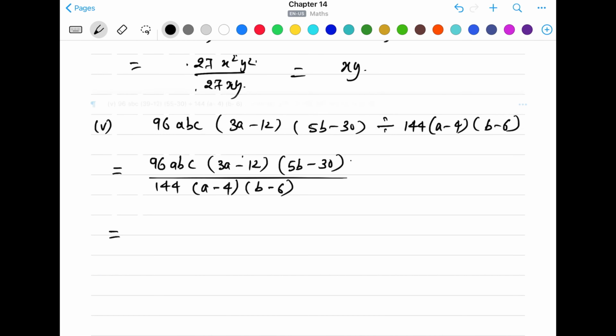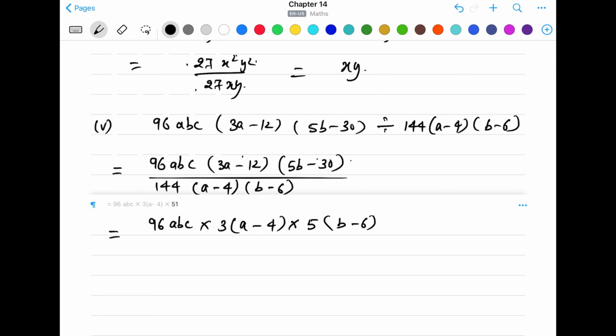Since we already have 96 a into b into c, from the first bracket we'll take 3 common, so we're left with a minus 4. From the second bracket we can take 5 common, so we're left with b minus 6, and this will be divided by 144 into a minus 4 into b minus 6.